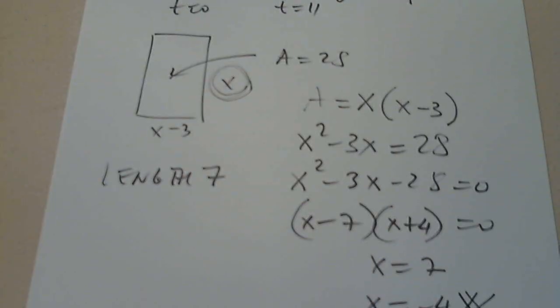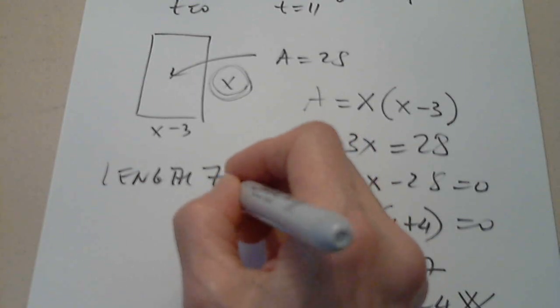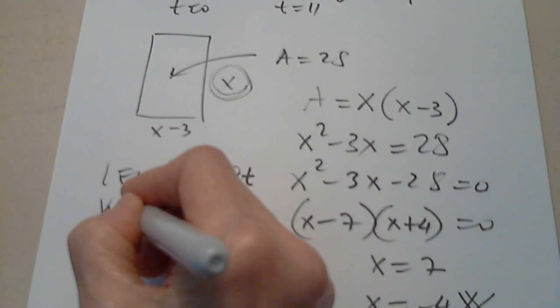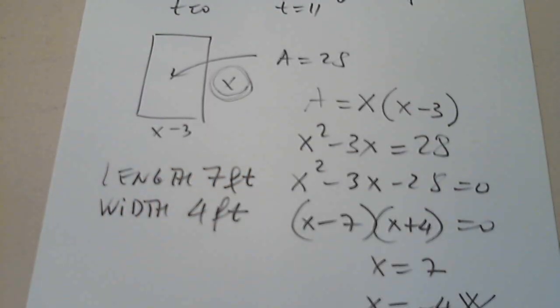7. Do we know what it was, feet or inches or something? I'm going to put feet. And 7 minus 3 with is 4 feet. Good.